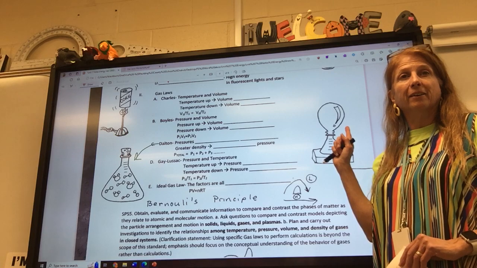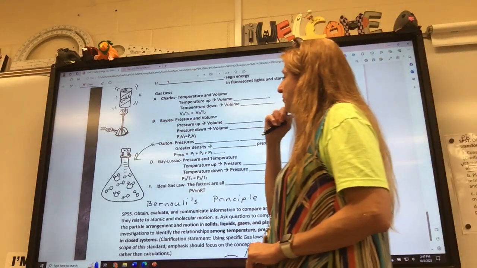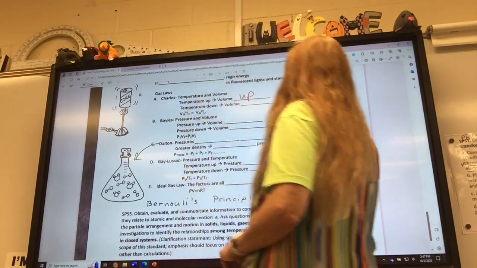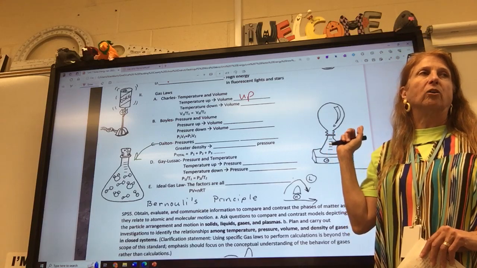It'll get bigger. You heat it up and the temperature goes up. So if the temperature goes up, the volume goes up. Now if I take my balloon and I go stick it in a freezer, is it going to get bigger or smaller?